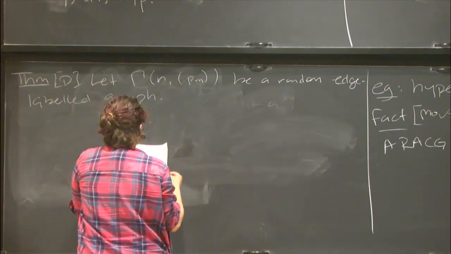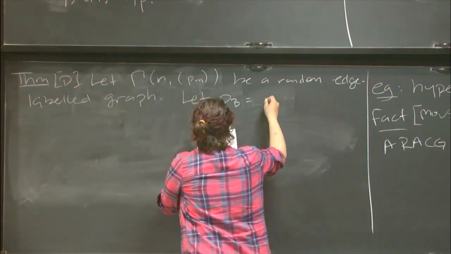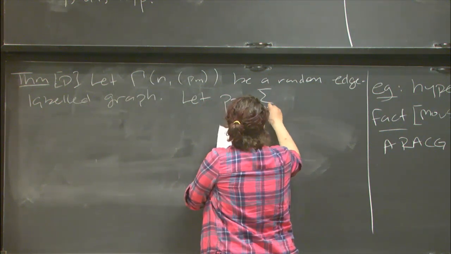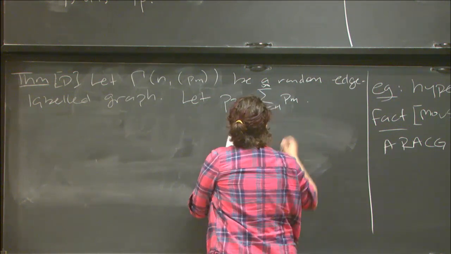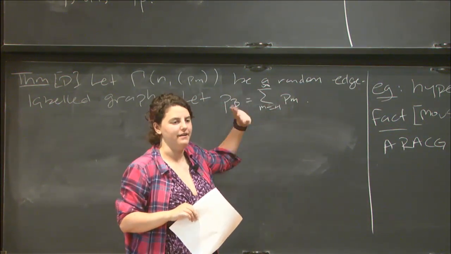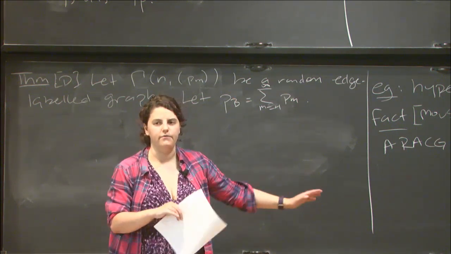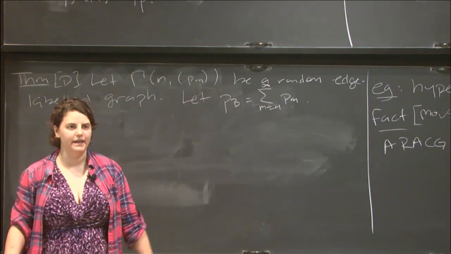And just for notational reasons, I'm going to let p sub b be the sum from m equals 4 to infinity of p sub m. So I'm adding up all of the big numbers into one thing, because it's going to turn out that for this property it doesn't really matter whether you have a 4 or a 6 or a 28.